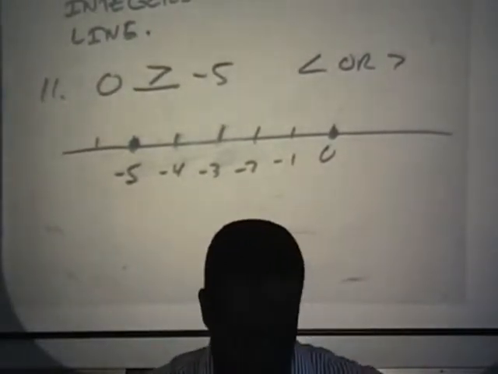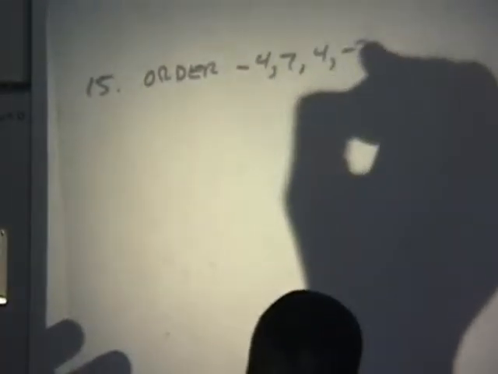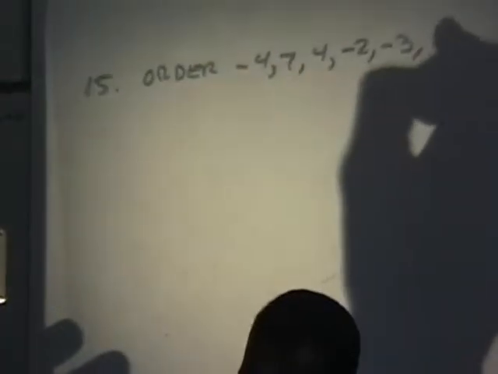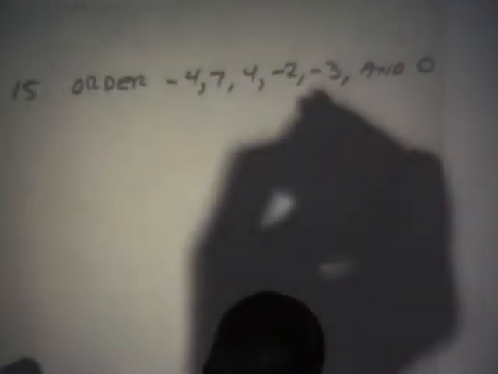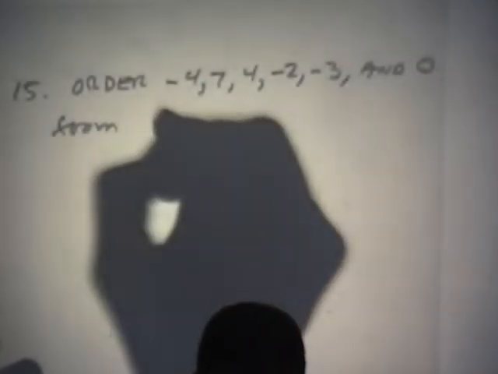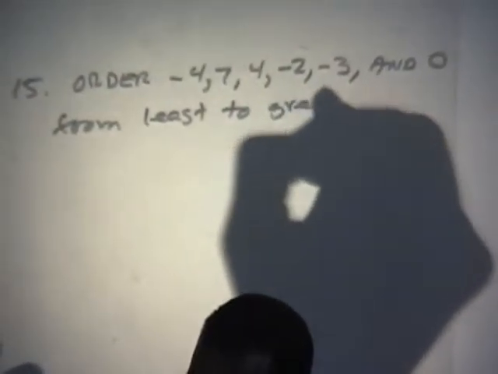Okay, and the next problem, we're not going to solve them all. Skip down to problem number 15. We're going to order negative 4, 7, 4, negative 2, negative 3, and 0. How's that coming? Now you're going to order these from least to greatest.